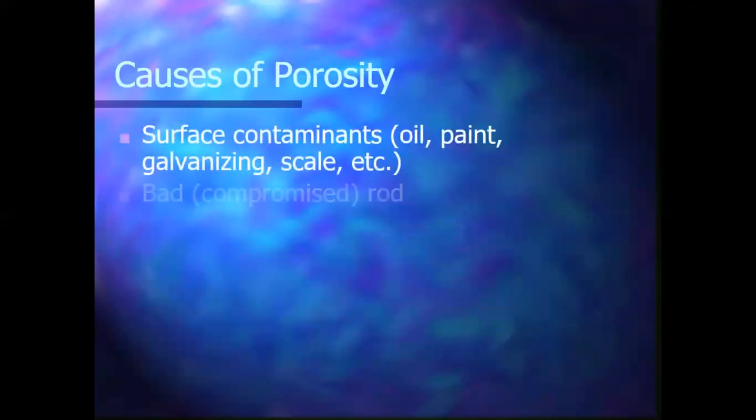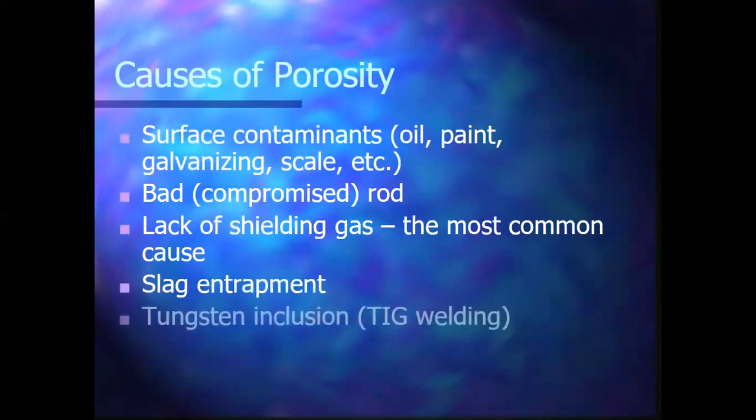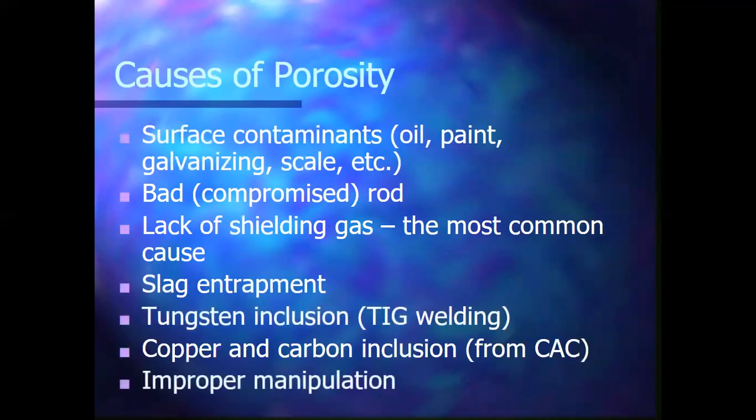Causes of porosity. So this is going to be relevant to us. Surface contaminants. Like I said, junk on your weld. Get rid of it. Grind it off. You don't want to be burning oil, paint, galvanizing, scale, any of that stuff. It's bad for you. So if we grind it off, then we don't have to worry about turning that into a harmful gas. Lack of shielding gas.